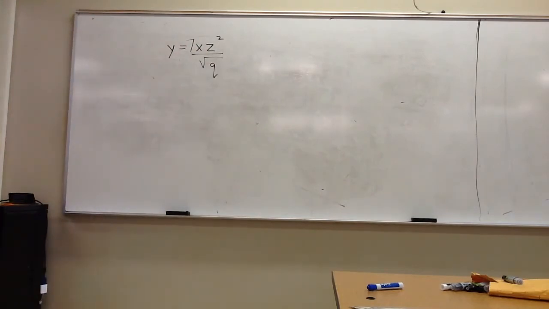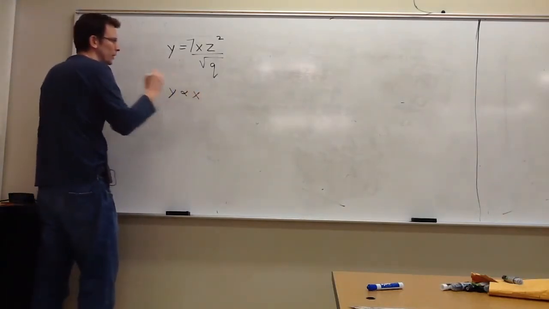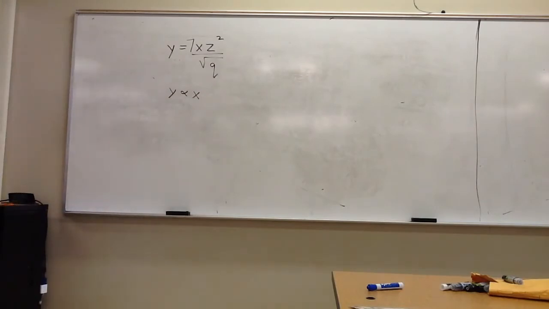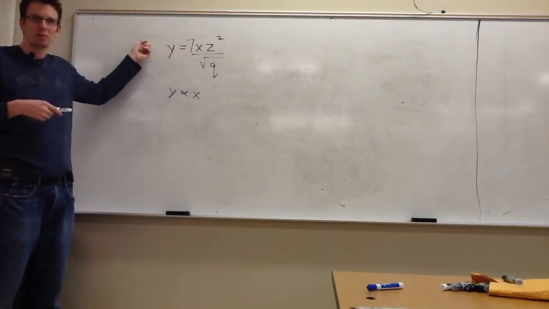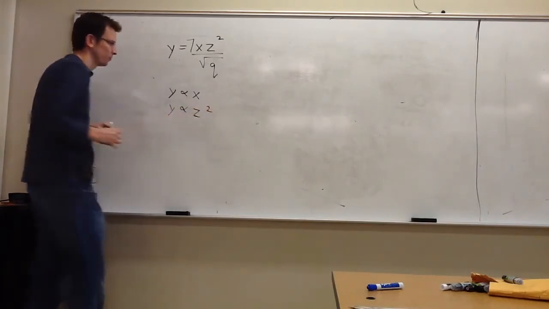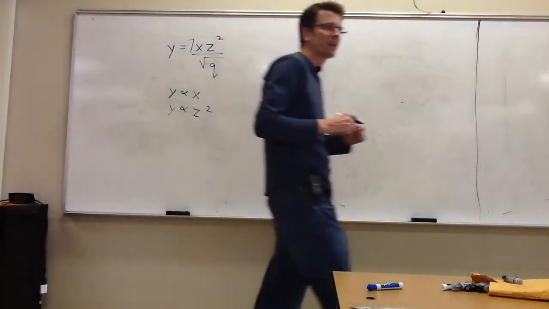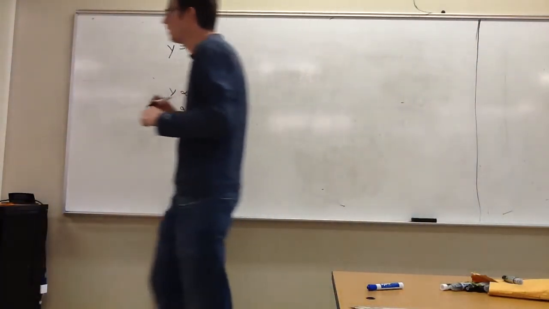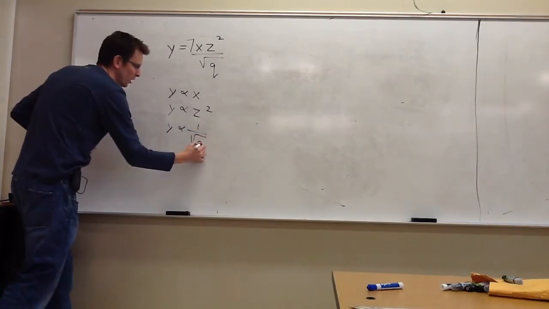So here's how I look at this. This equation has a lot of variables, but one thing I noticed immediately is that y is directly proportional to x. So if you assume nothing else, you're not looking at anything else, assuming everything else is constant, if you doubled the value of x, then the value of y would double, okay? You can see that y is proportional to z squared. So whatever you do to z will get exaggerated in its effect on y. And finally, you can see that y is proportional to 1 over the square root of q.